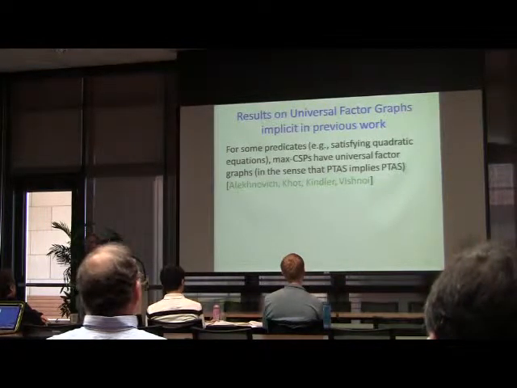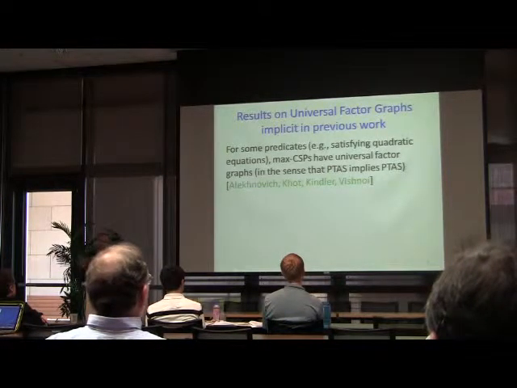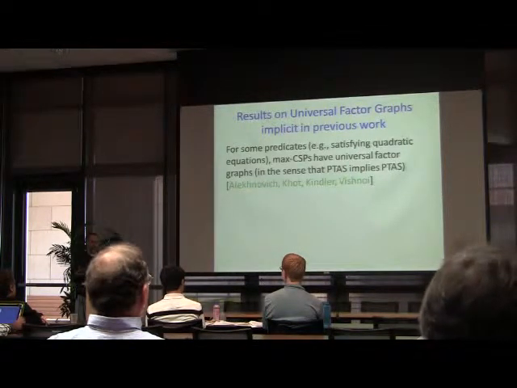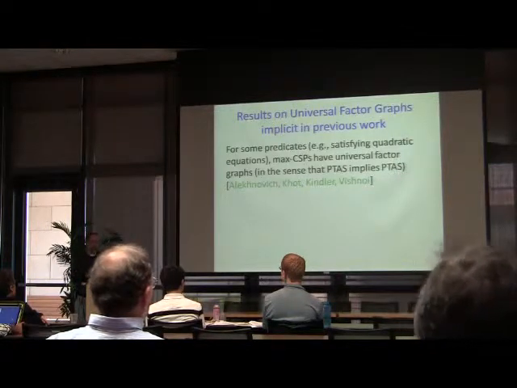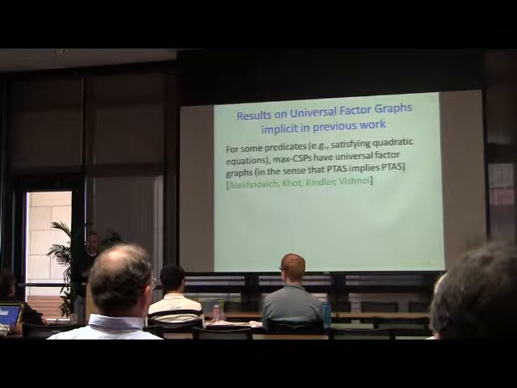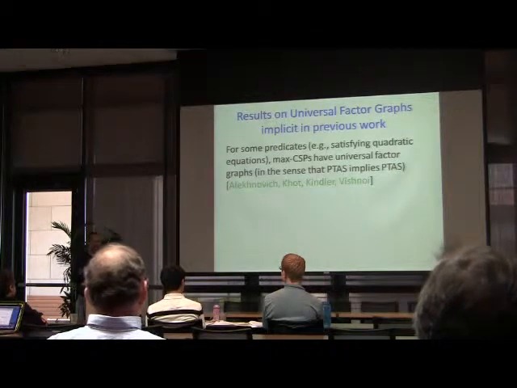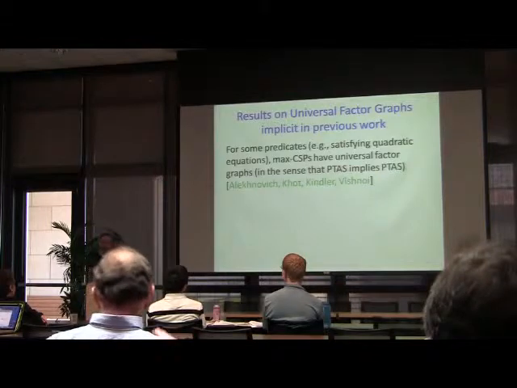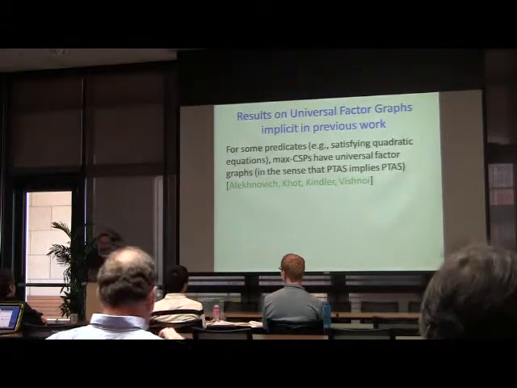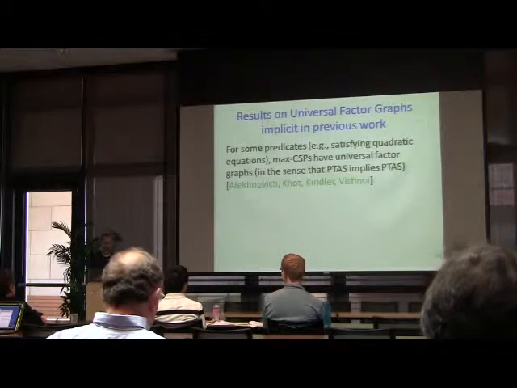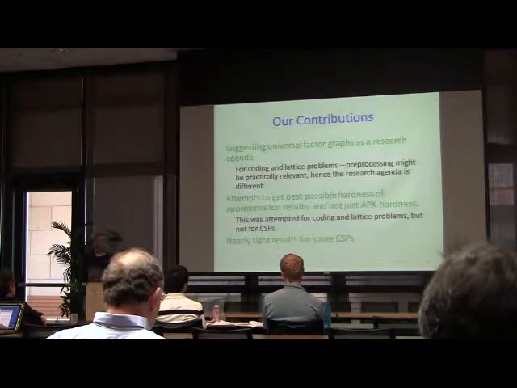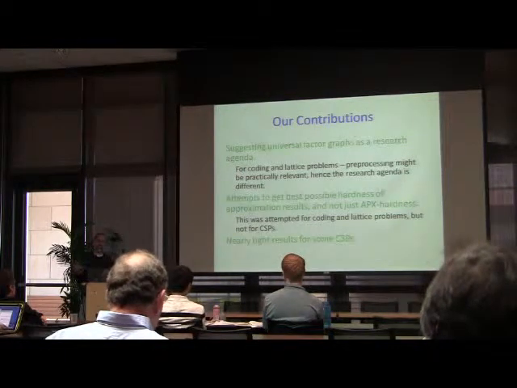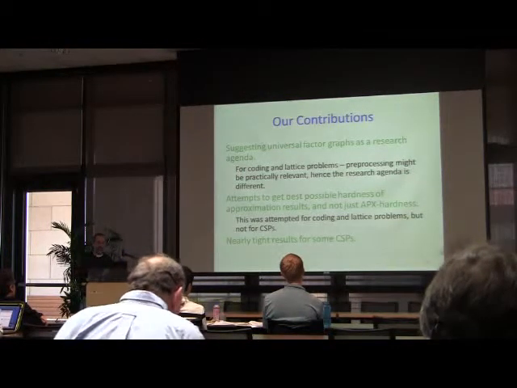So what results are known on universal factor graphs? This is implicit in previous work on the closest vector problem, that for some predicates, such as satisfying quadratic equations, max optimization versions of constraint satisfaction problems have universal factor graphs, in the sense that if you have a PTAS on these factor graphs, you have one on every factor graph. So what do we do? I think part of what we do is just suggest this as a research agenda. I think this is an interesting direction.